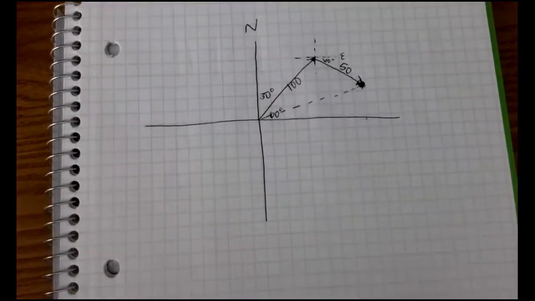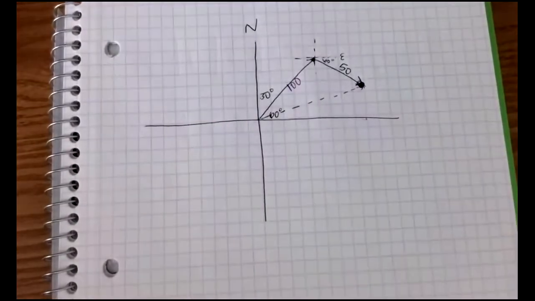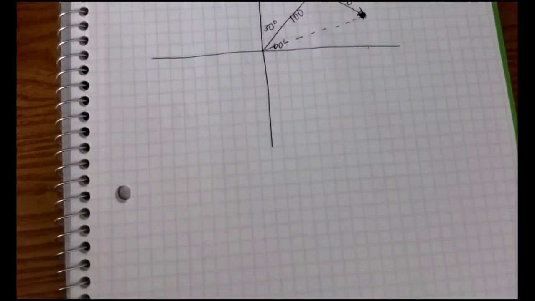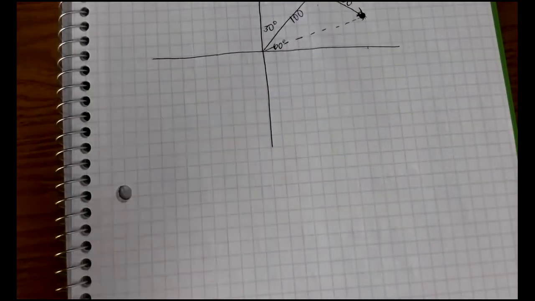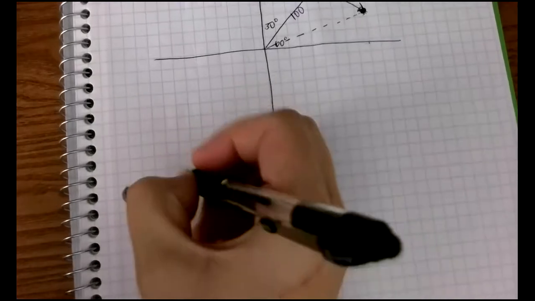When you're given a problem, I drew this one out because I want you to see what's going on. But what you really would want to do is just draw them separately. So here's vector A.